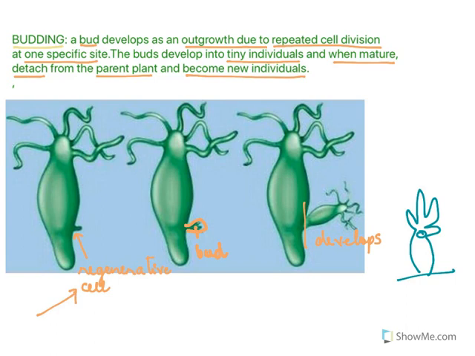But what is important is that they need these regenerative cells. The cells at this site will multiply repeatedly to give rise to an outgrowth called the bud. The bud then develops into a new individual here, and once the individual is mature, it cuts off from the parent and grows on its own.